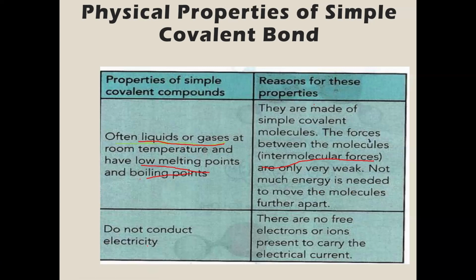The covalent compounds don't conduct electricity. Why? Because for electric current to move from one point to another, there should be free electrons or ions between these points. As the covalent bond has no free electrons and no ions are formed, there is no way to carry electric current.